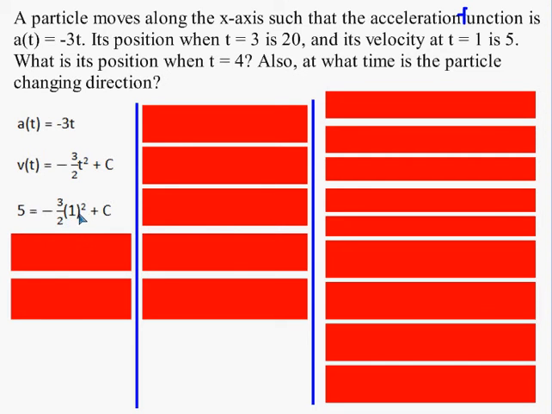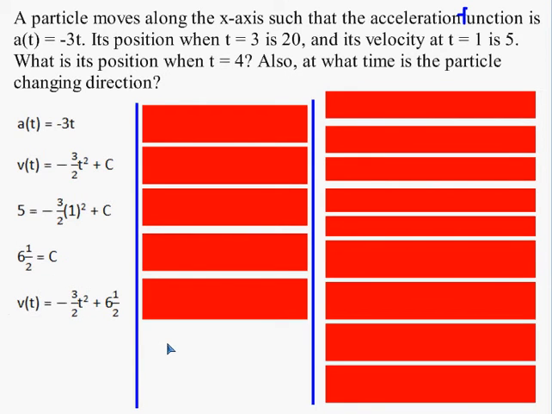Solving for that, we'll end up adding 3 halves to both sides, which gives us 6.5, or 13 halves, whichever way you want to write it. So c is 6.5, again, or you could write 13 halves, which actually is a little more useful later on. Now that we have velocity, we can integrate that to help us find the position function. So we'll integrate this equation here to give us the position function.